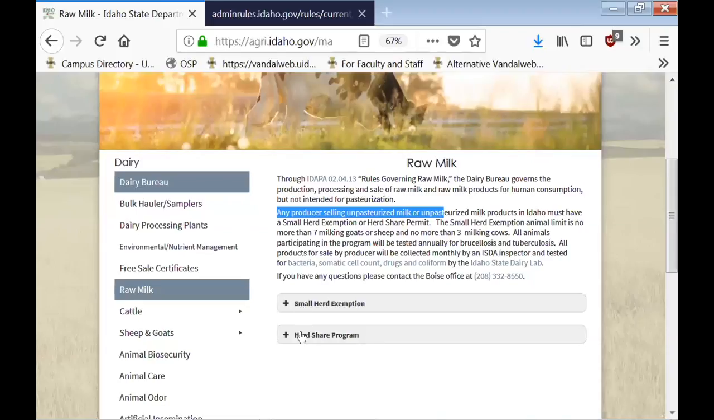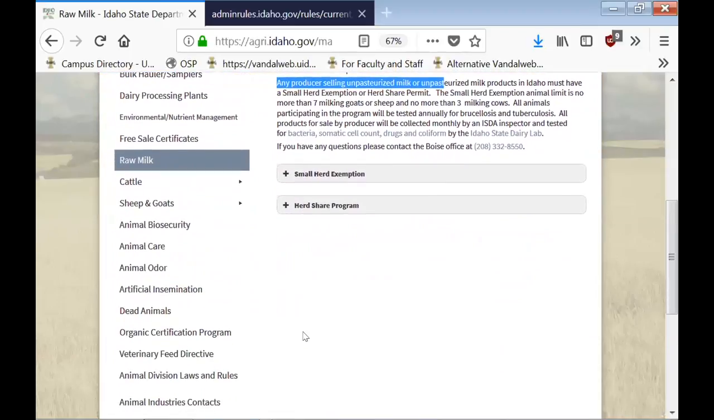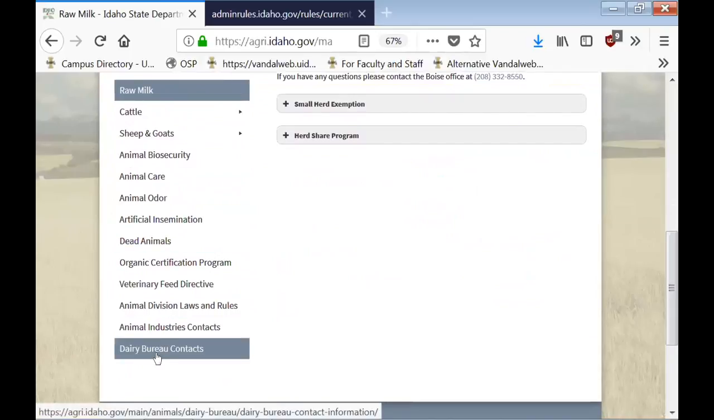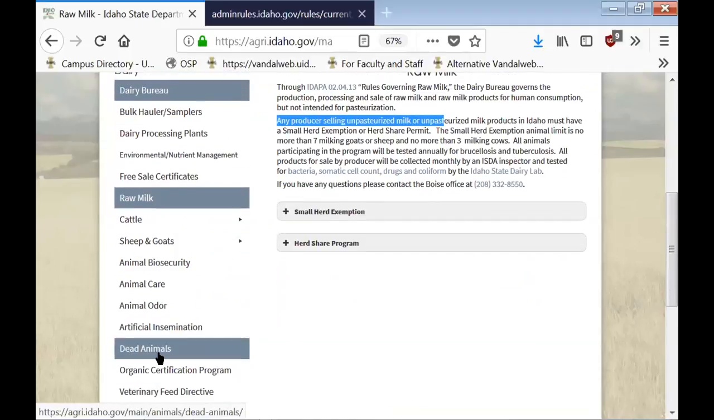Below that is a similar link to the herd share program, and the same information is there. It's a summary of the basic requirements and a form to apply. Down at the bottom of the menu on the left is the Dairy Bureau contacts, and Martha Walby's name is there as the raw milk technician. She's a fine person and helpful, was the assistant to Marv Patton, who was the director of the Dairy Bureau for years and years and years, and a real help in getting raw milk rules passed here in Idaho. So those are the basics.